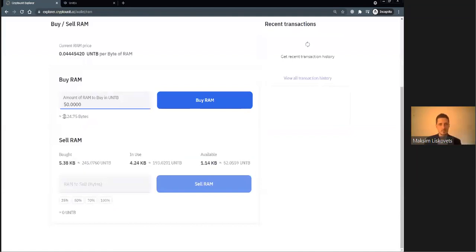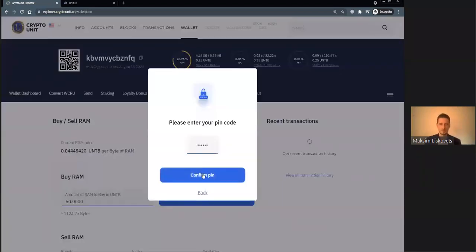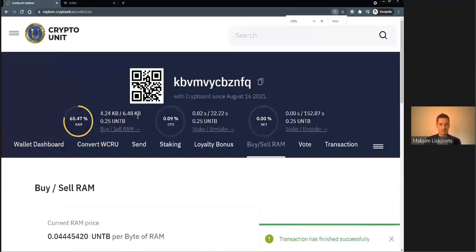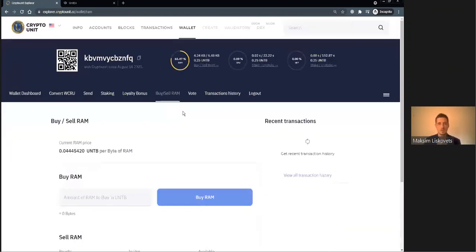We memorize, it says 78.76. We click buy, we enter our PIN, and you see the transaction was finished successfully. And as you can see, the amount of RAM used has decreased because the RAM increased. If I want to reduce this percentage even lower, then I can buy more UNTBs. But for now, it's sufficient.